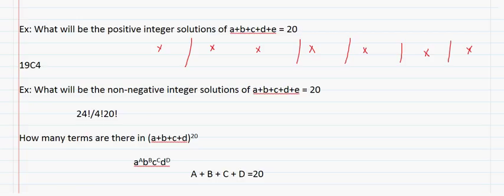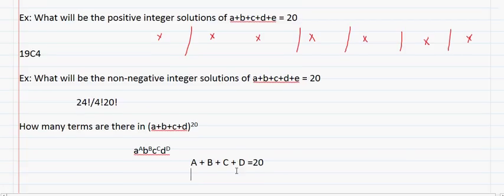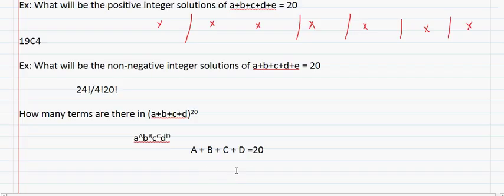And how many non-negative solutions are there? So we have 20 to be divided amongst 4 people, so it would be 23, right? Or it would be not 23, so we have 3 blinds, right? So 23 factorial divided by 3 factorial into 20 factorial. So these many terms would be there in this expansion, right?